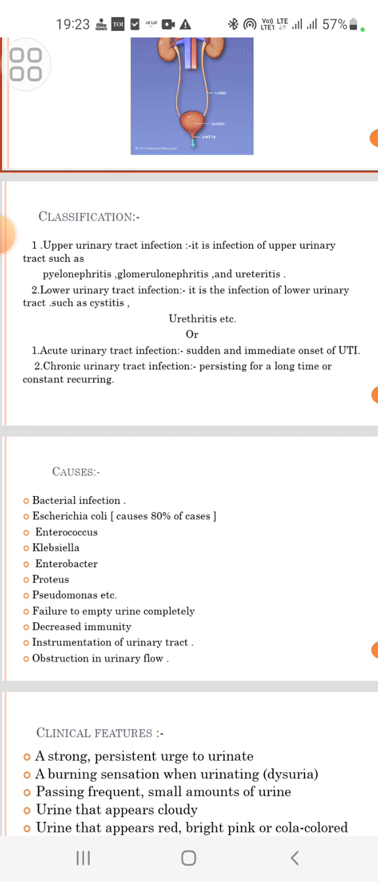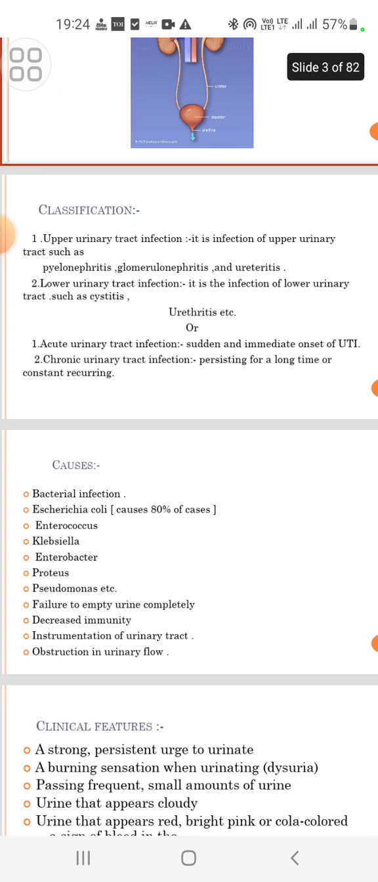Then another cause is obstruction of urinary flow. So what is obstruction of the urinary flow? Urine flows from the kidney to the ureter to the bladder, and from the bladder to the urethra. In between, for example, calculus formation occurs in the renal system, in other words, the stone. Due to the stone there may be obstruction, and the urine does not flow properly; it gets obstructed there.